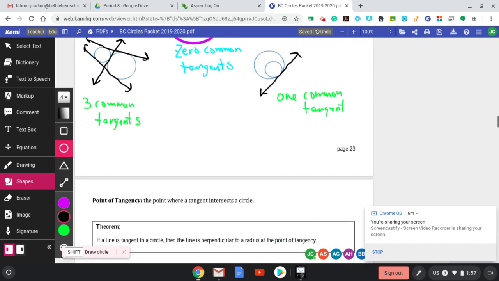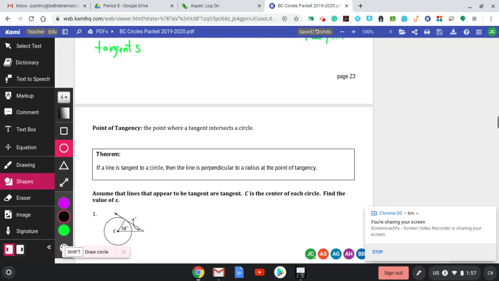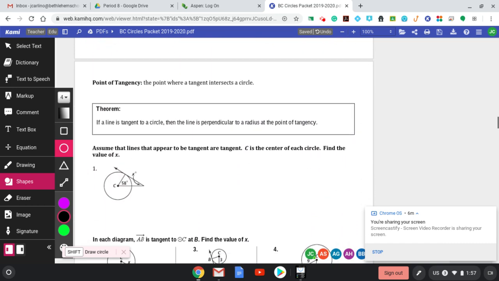Remember, a tangent line is a line that intersects the circle in exactly one spot. Can we stop saying one spot now and actually give it a name? That one spot where it hits.